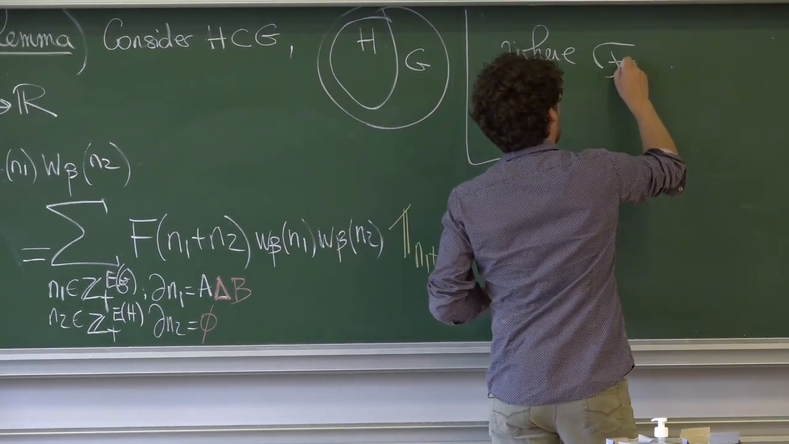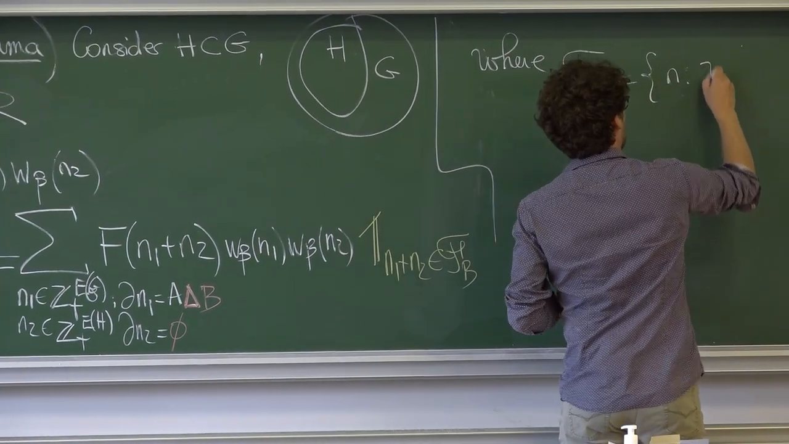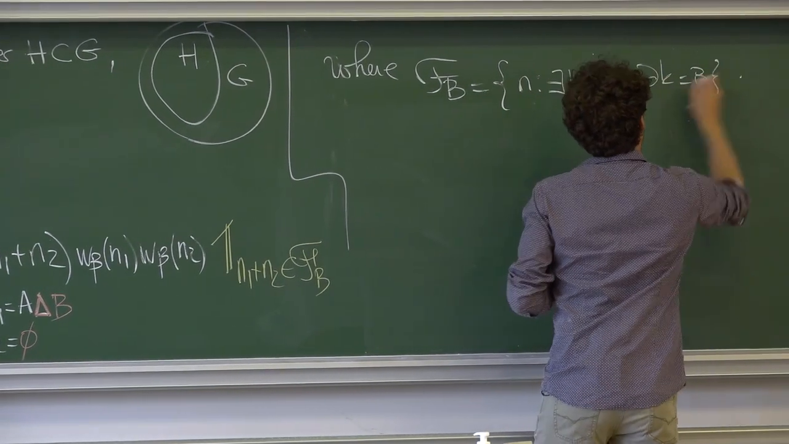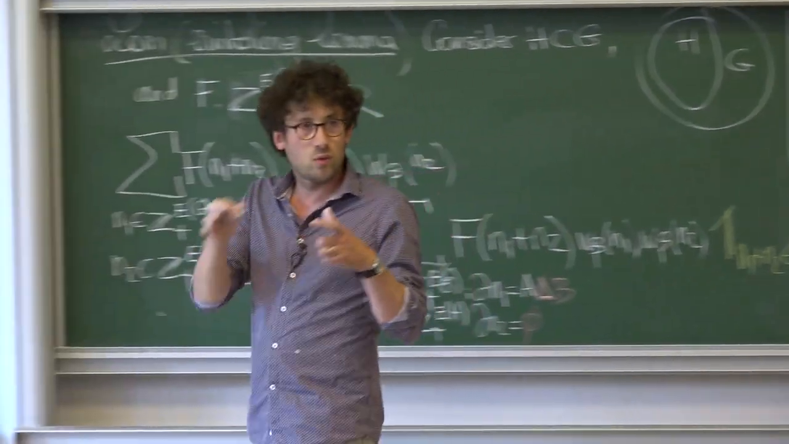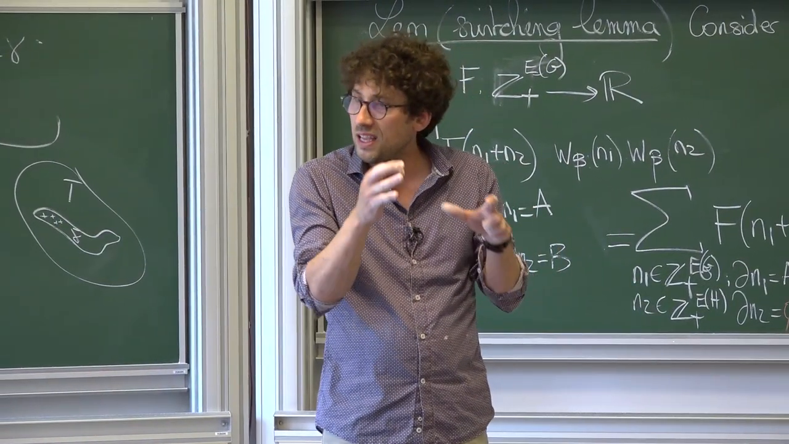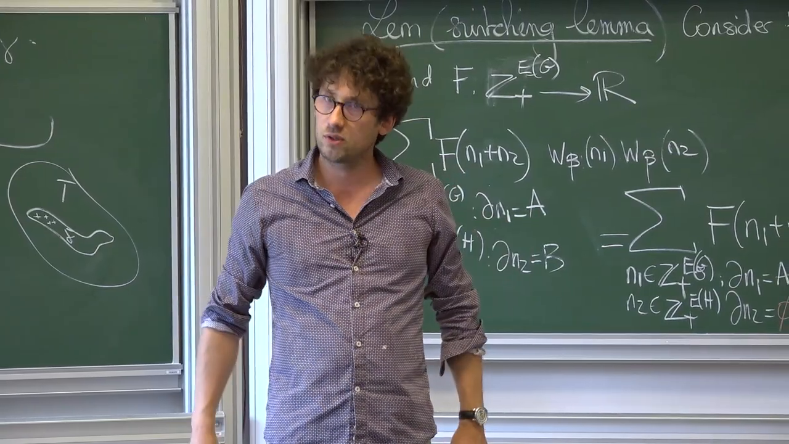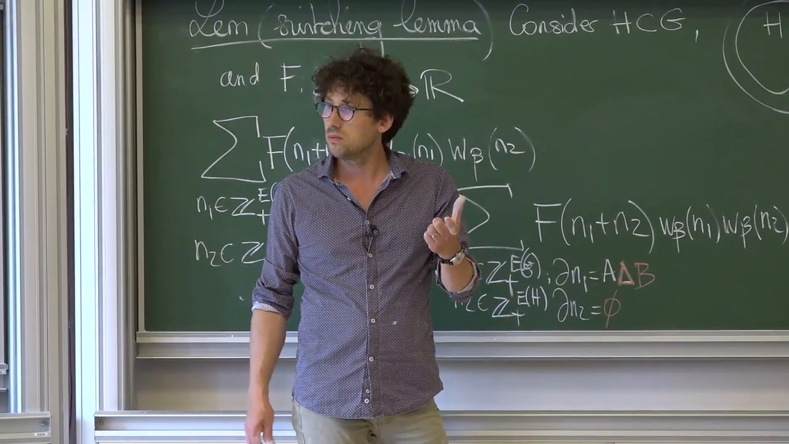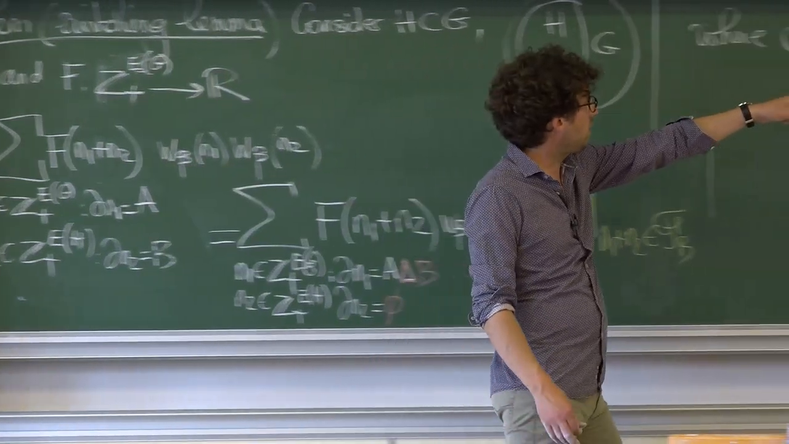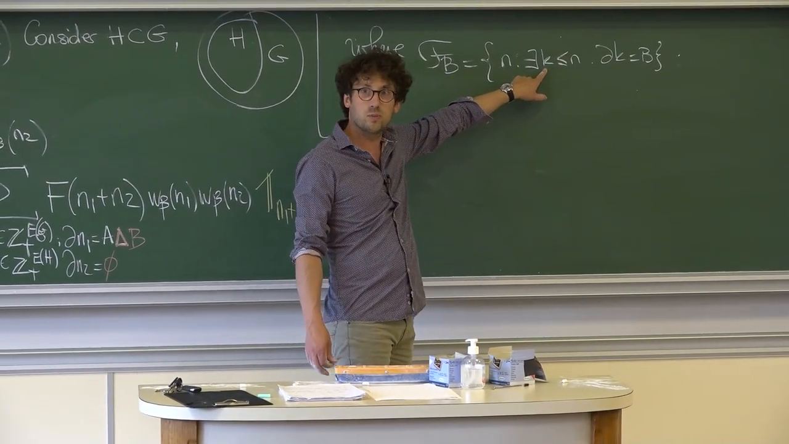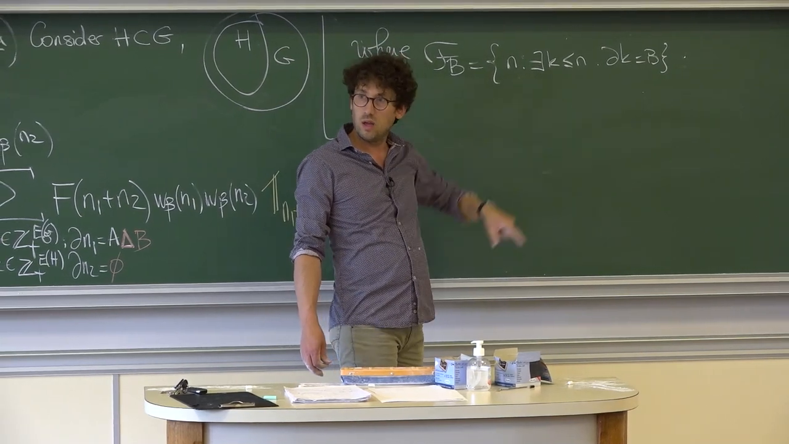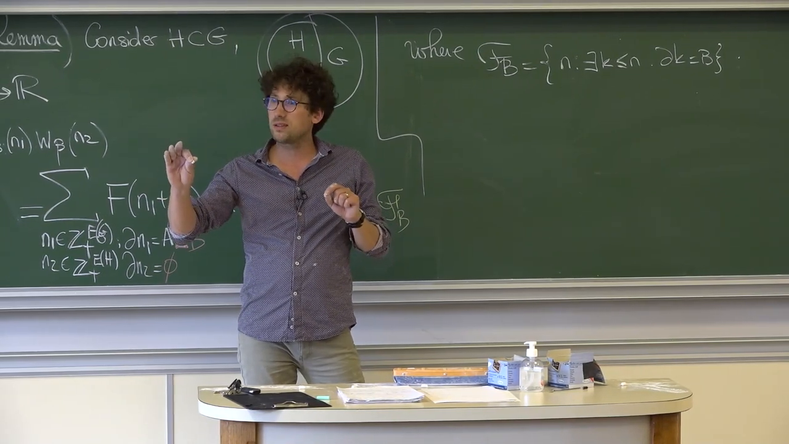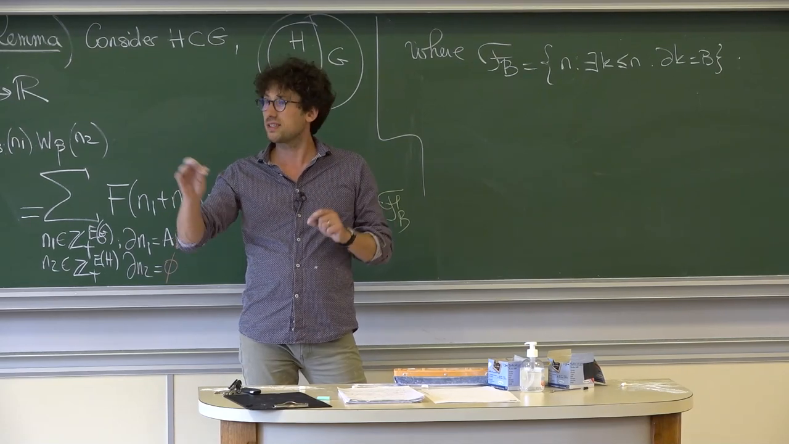where F_B is the set of n such that there exists a k smaller or equal to n with the sources of k equal to B. So I need to be able to find a current smaller than n1 plus n2 which is pairing the sources. In particular, for instance, if B is just {x, y}, just two points, F_B is what? I should find a current smaller than n1 plus n2 which has sources x and y. So this is exactly equivalent to saying that there is a path of positive current between x and y.